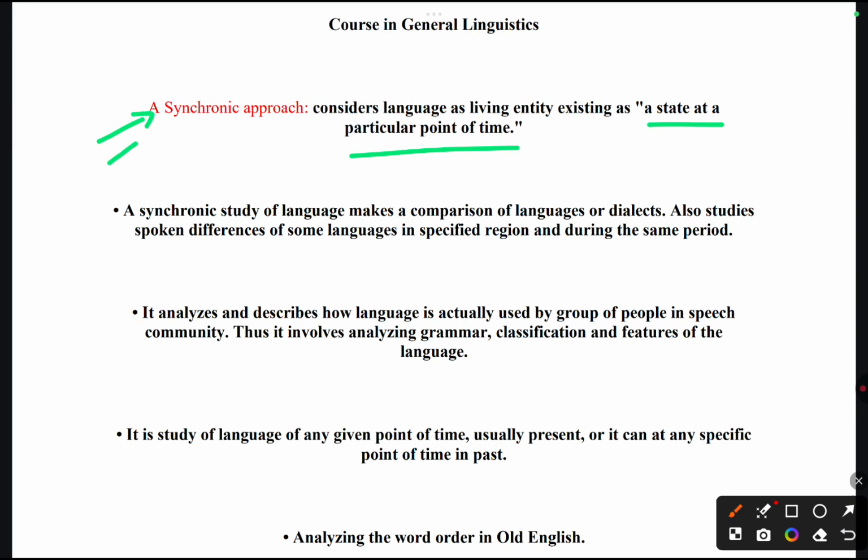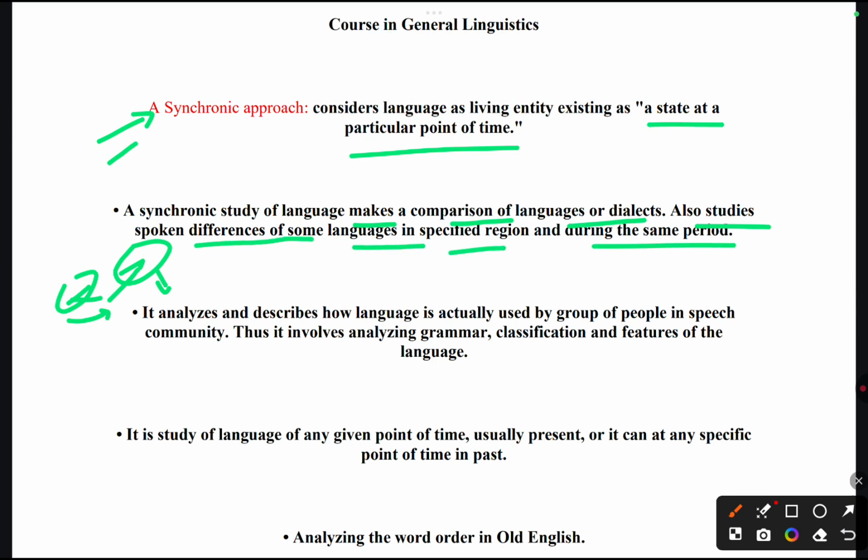Now, the synchronic study of a language makes a comparison of languages or dialects. For example, a person living in this place is speaking the same language. Now we are going to study the functions, the features, the vocabulary, the morphology, the phonemes, the phonology they used to have at that particular time. So we compare the dialects and their functions of the same language in the same time in a specific area. It also studies the spoken differences of a language in a specified region during the same period.